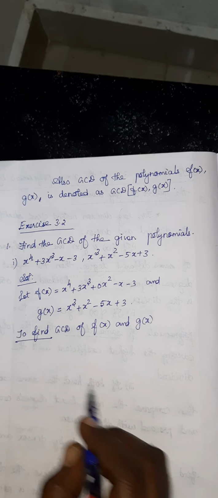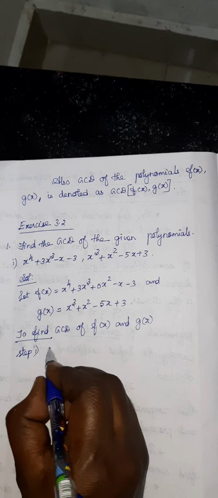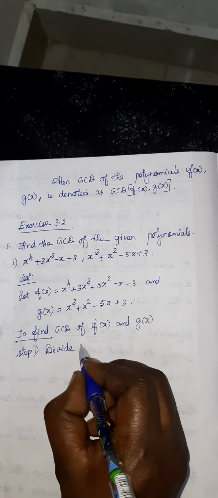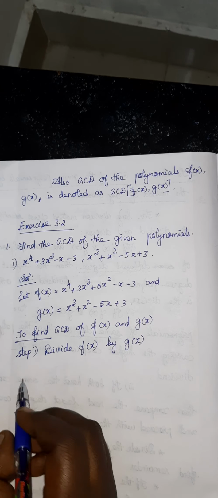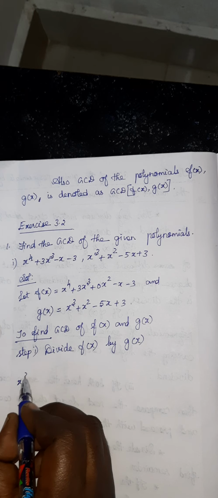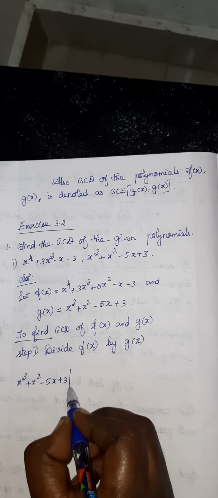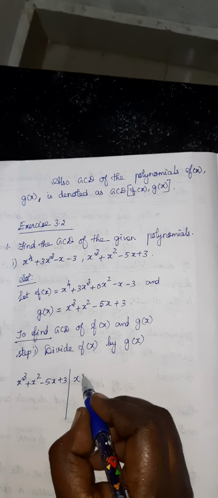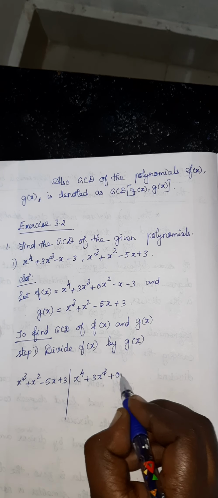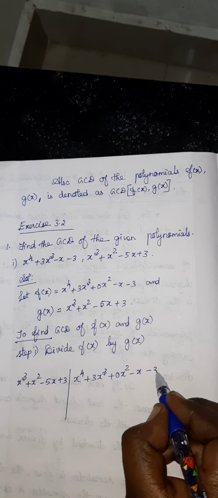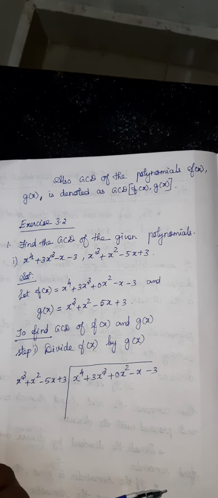Okay, now step 1. First you divide f of x by g of x. So you write the divisor on the left, x cube plus x square minus 5x plus 3. Then you put the line for division and write the dividend x power 4 plus 3x cube plus 0x square minus x minus 3. Put the division line and you have to find this quotient.